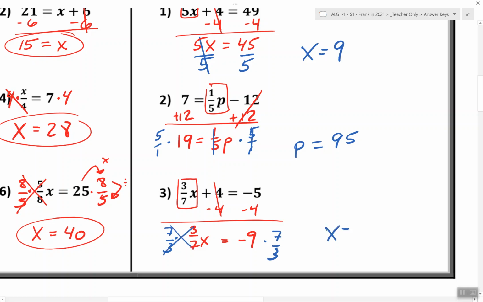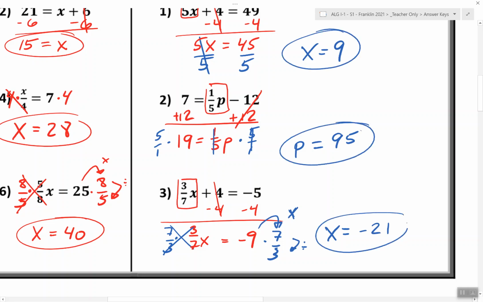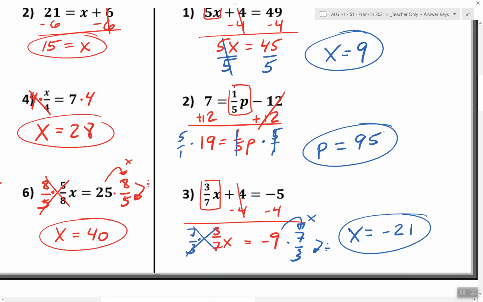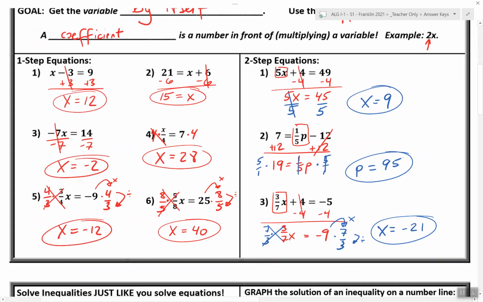We get x equals, now -9 times 7 is -63. Divided by 3 is -21. But again, if you're ever not sure if those numbers are too big, divide first. -9 divided by 3 is -3 times 7 is negative 21. So it can be easier to divide first if you're more comfortable. And that is it for the equations.